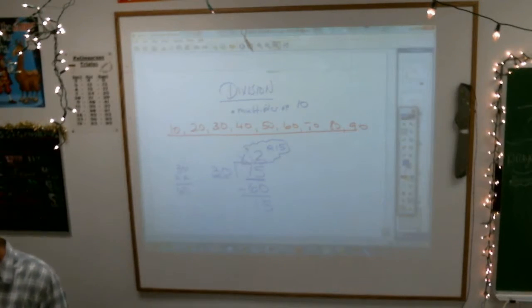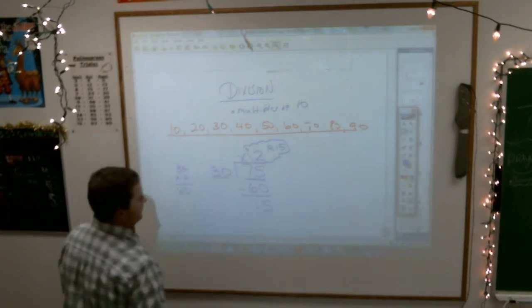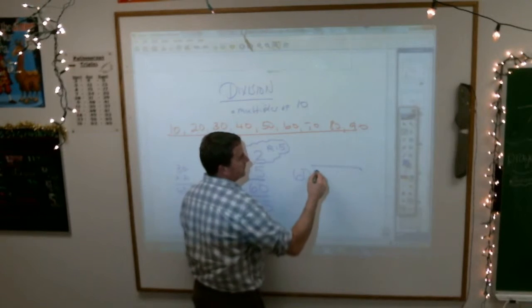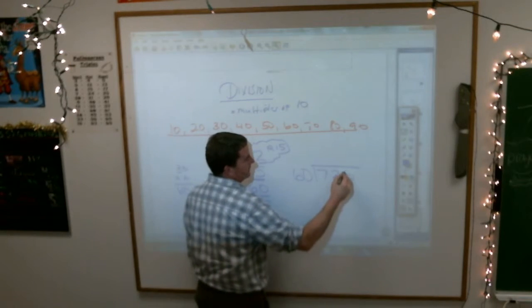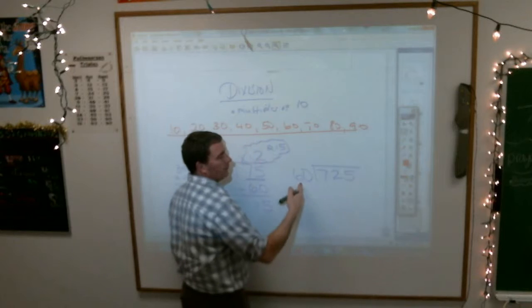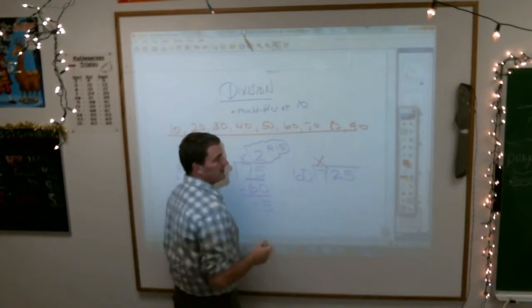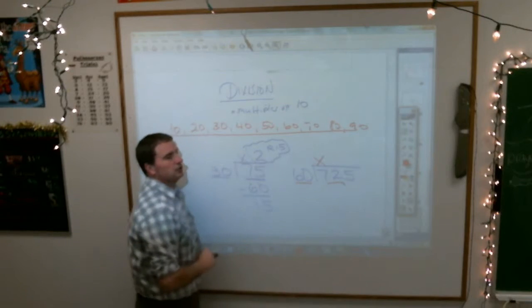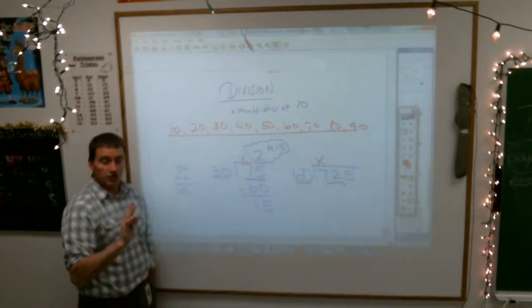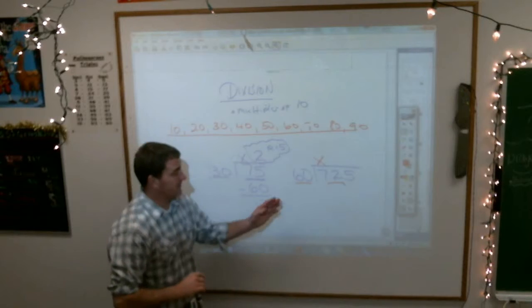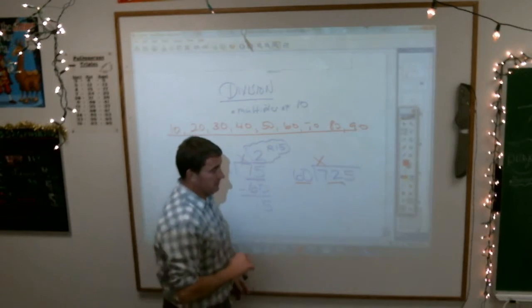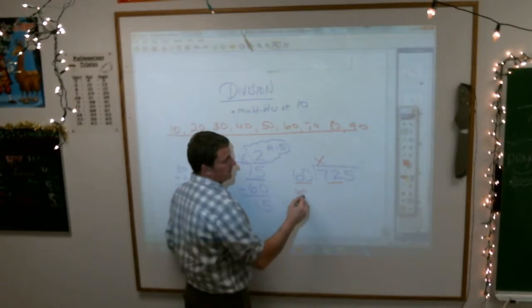Or let's try one that's maybe a little goofier. How about 60 into 725? Just like we talked about before, make sure you don't put anything above that 7. Now you want to look at how many times will 60 go into 72. Again, think of the beginning digits. How many times will 6 go into 7? Just once. 60 times 1 is 60.